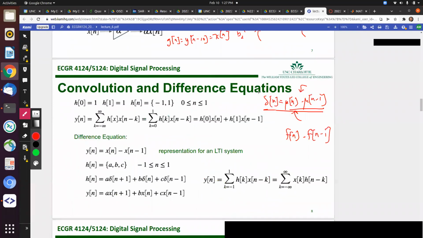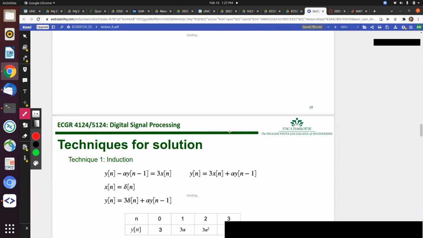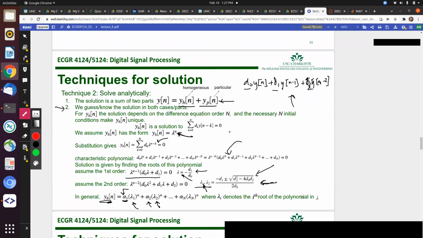So let me point something out. If we have the impulse response, the impulse response is what we calculate when we find in step 1. So in step 1, we calculate the homogeneous solution. The homogeneous solution to a difference equation is its impulse response. And the homogeneous solution to a differential equation is its impulse response.